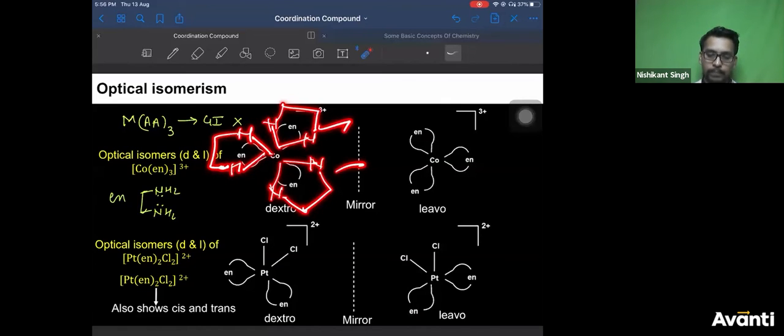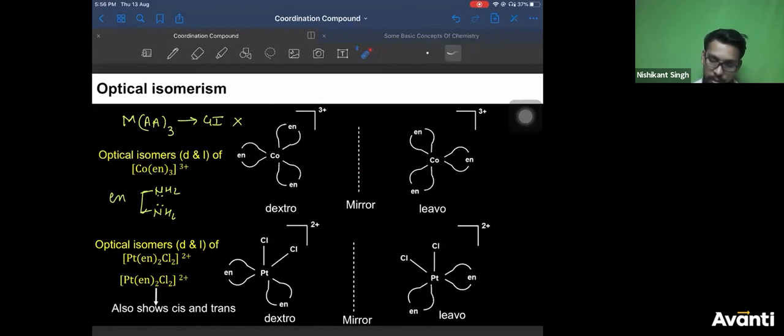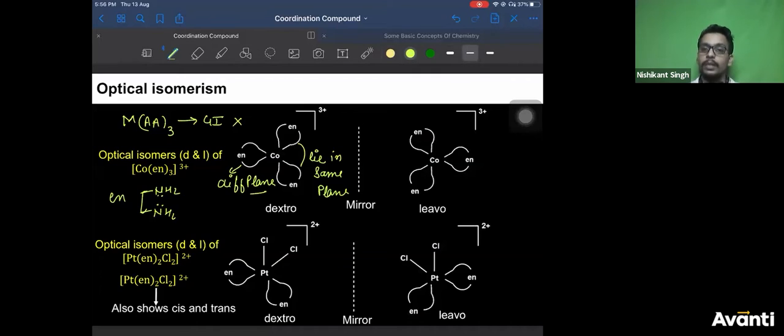Right? 1, 2, 3. So what happens here is, any of these two lie in the same plane. But this lies in a different plane. I'll tell you how to assume this. This is a very important one. Dekho. This is your square. On the top, on the bottom, you have the ligands. Correct? So let us say you have something like this.